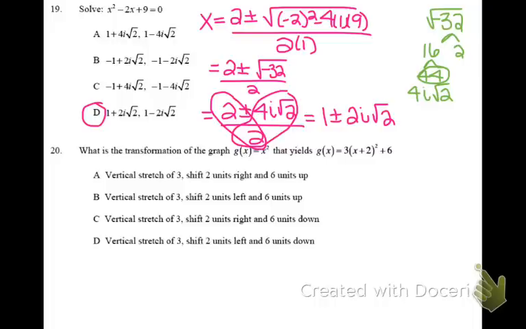For number 20, the 3 in the front represents a vertical stretch, so all of your answer choices already have that, so that's not really helpful. The plus 6 on the outside means you are moving 6 units up, so you can eliminate C and D. The number on the inside of the parentheses, you are adding 2, so you would think that it's 2 units to the right, but it's actually 2 units to the left, because it's the opposite of what you would think with that number in the parenthesis. So your answer for that is B.